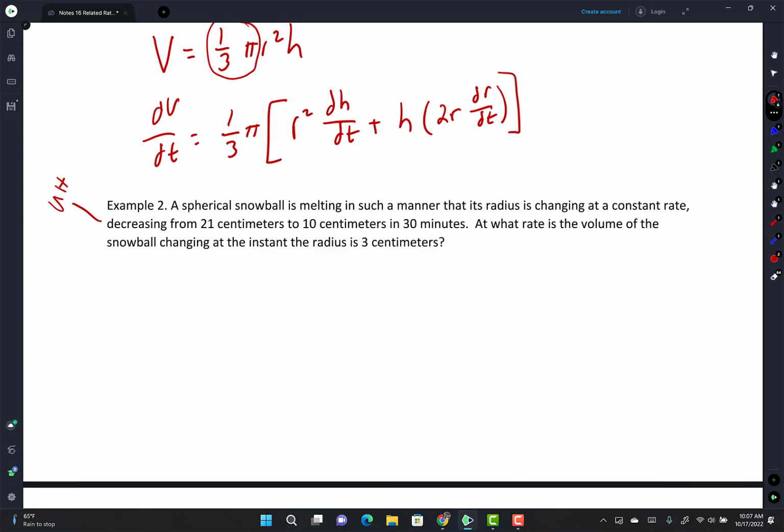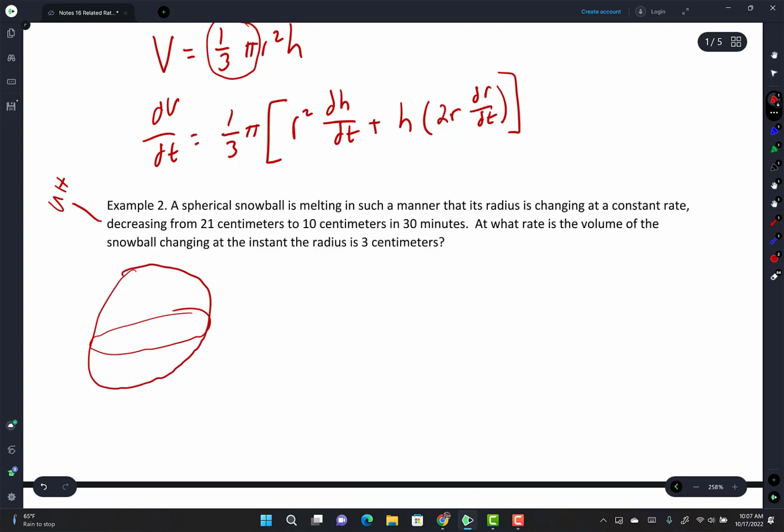A spherical snowball is melting in such a manner that its radius is changing at a constant rate, decreasing from 21 centimeters to 10 centimeters in 30 minutes. At what rate is the volume of the snowball changing at the instant the radius is 3 centimeters? Okay, we have a sphere, a snowball shaped as a sphere. I'll try to draw a sphere there. I don't know if you can tell. The radius is what? I'm going to put R. So R is 3. Do not put the R equals 3 down here because then you're making it static. The R is changing. So I'm just going to write R.